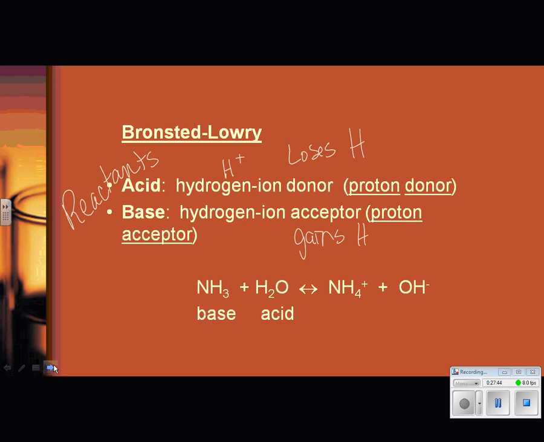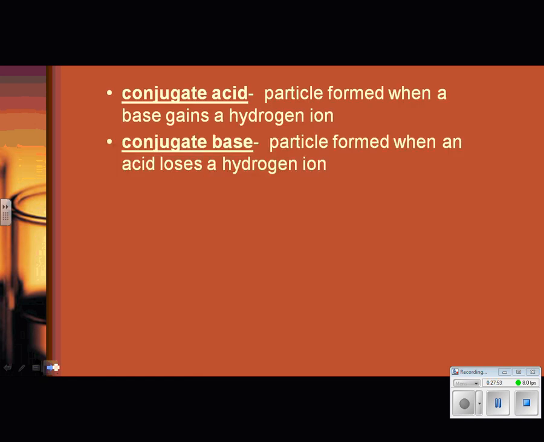Now on the flip side, we can also give the products a name as well. The products of this same reaction would be called the conjugate acid and the conjugate base. Now these are your products. And the conjugate acid is the product that gained the hydrogen.